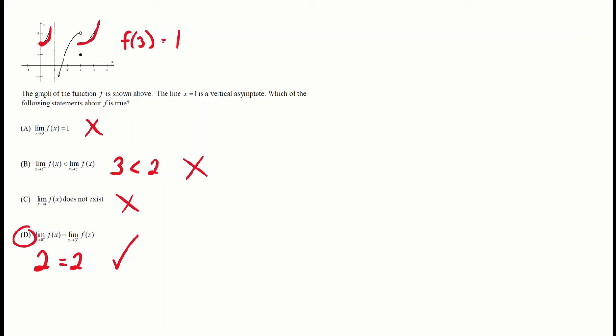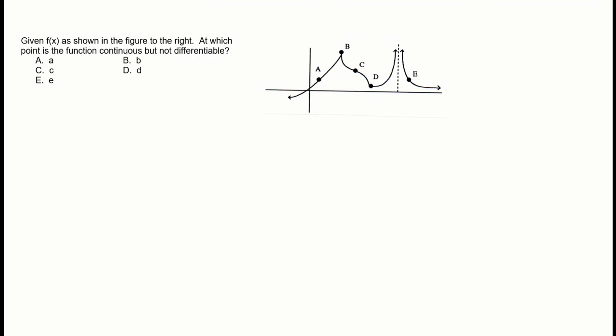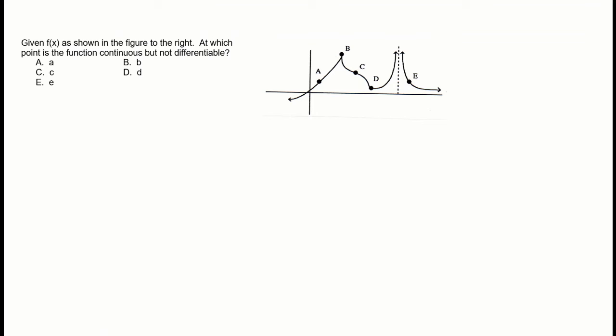All right, let's look at another problem where we analyze the graph and talk about limits. This one is saying, given f of x, as shown in the figure to the right, at which point is that function continuous but not differentiable? All right, so continuous, looking at the graph, the limit from the left equals the limit from the right. Or another way you can think of it, just are there any holes or breaks in the graph? Well, the only place that this is not continuous is right here at the vertical asymptote.